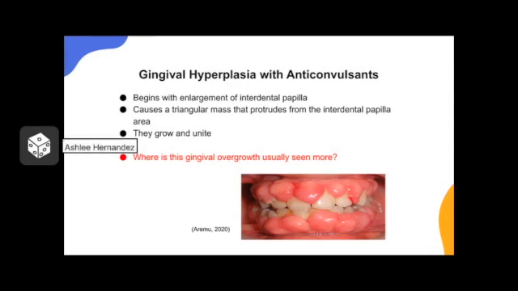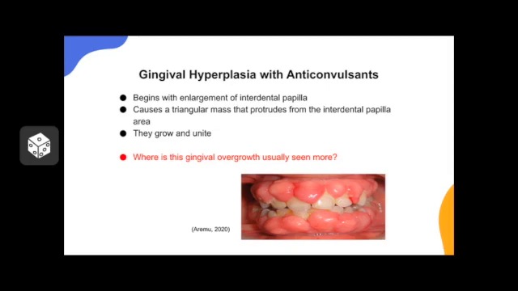Gingival hyperplasia caused by anticonvulsant drugs begins with the enlargement of the interdental papilla. These enlargements then form triangular masses that protrude from the interdental papilla area. As these masses grow larger and larger, they begin to unite with other adjacent interdental papilla masses. So that brings you to the question, where is this gingival overgrowth usually seen more?